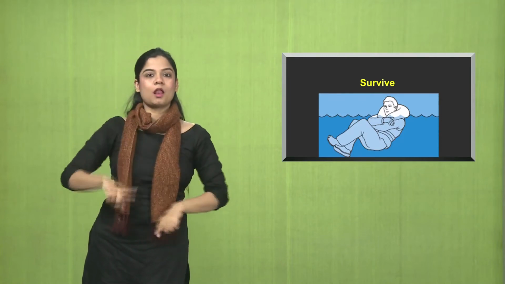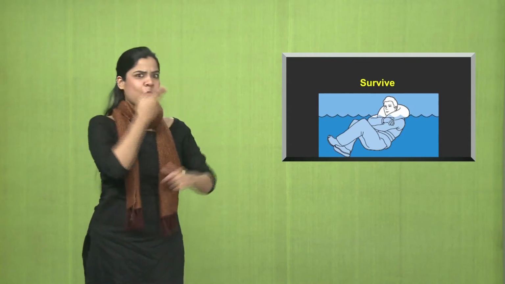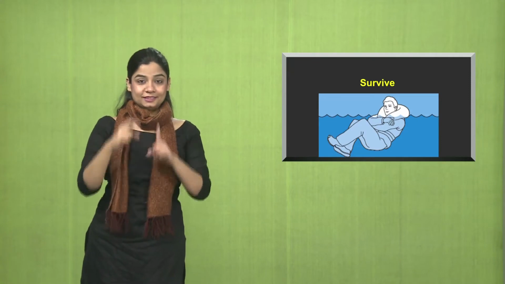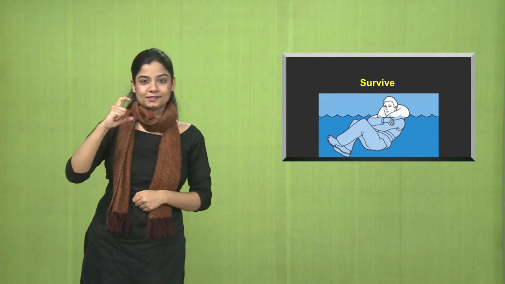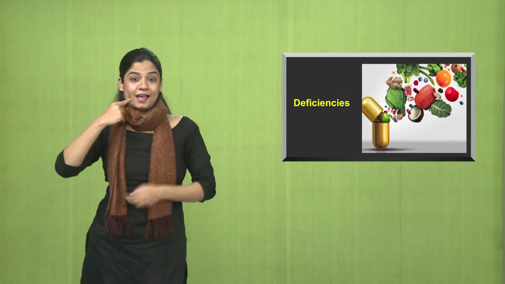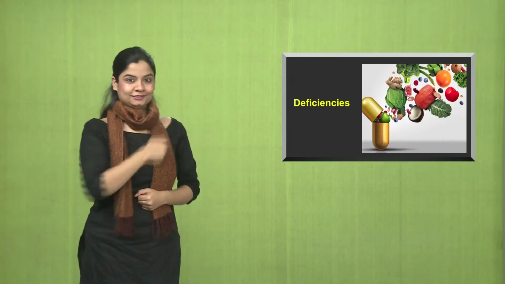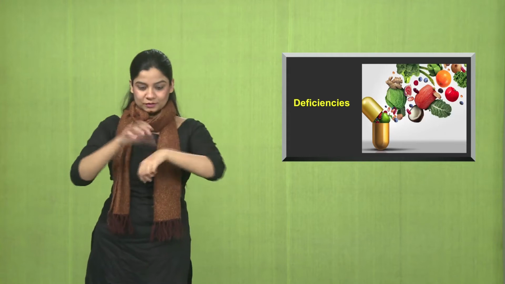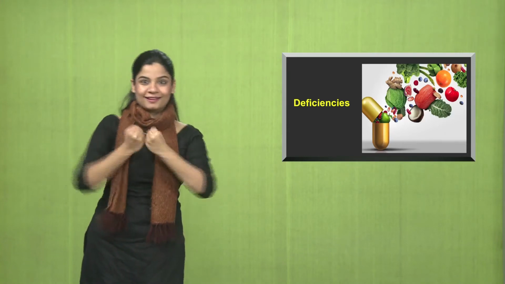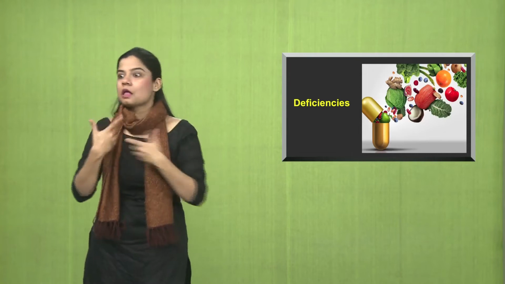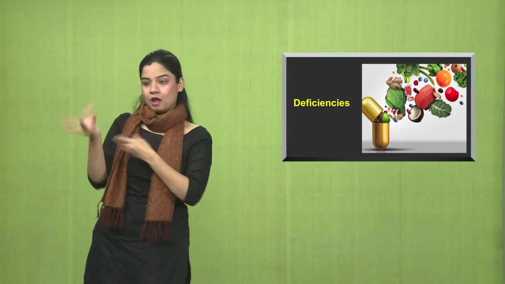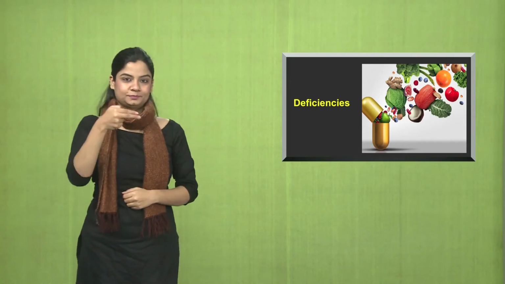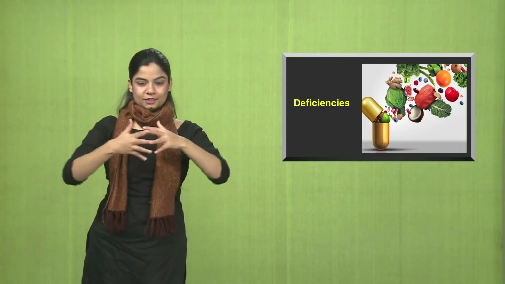Survive. It means to live. Something that's alive. As you can see in the picture, the man is surviving even after being in water. Deficiencies. The quality or state of being defective or lacking something necessary. For example, vitamin A, vitamin B, calcium, etc. sometimes get missing in the body. So these are called deficiencies. So we have to take supplements to tackle these deficiencies. So this is called deficiency, the lack of a particular substance.